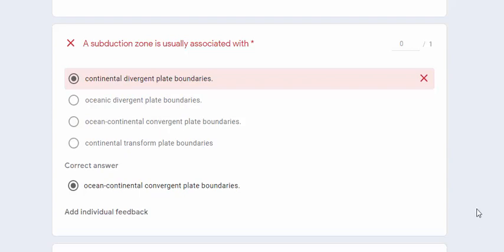Okay, this question asks, a subduction zone is usually associated with what? Continental divergent boundary, oceanic divergent boundary, ocean continental convergent boundary, or continental transform boundary. So we have two divergent boundaries here, one oceanic, one continental, and then one transform boundary and one convergent boundary.